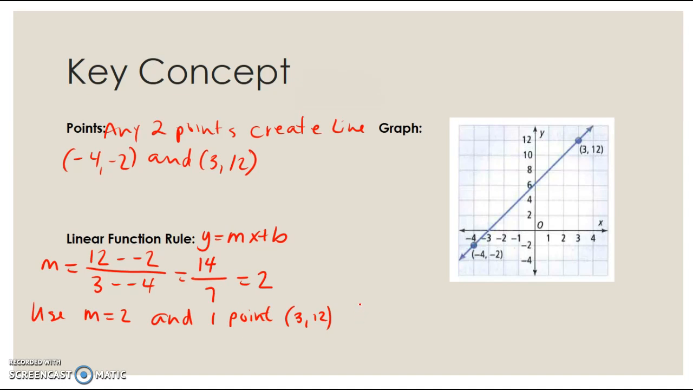And from that I'm going to find b. So I'm going to plug in my y, so this is x and this is y. So my y is 12. So 12 will equal my m, which is 2, times my x, which is 3, and then plus b.